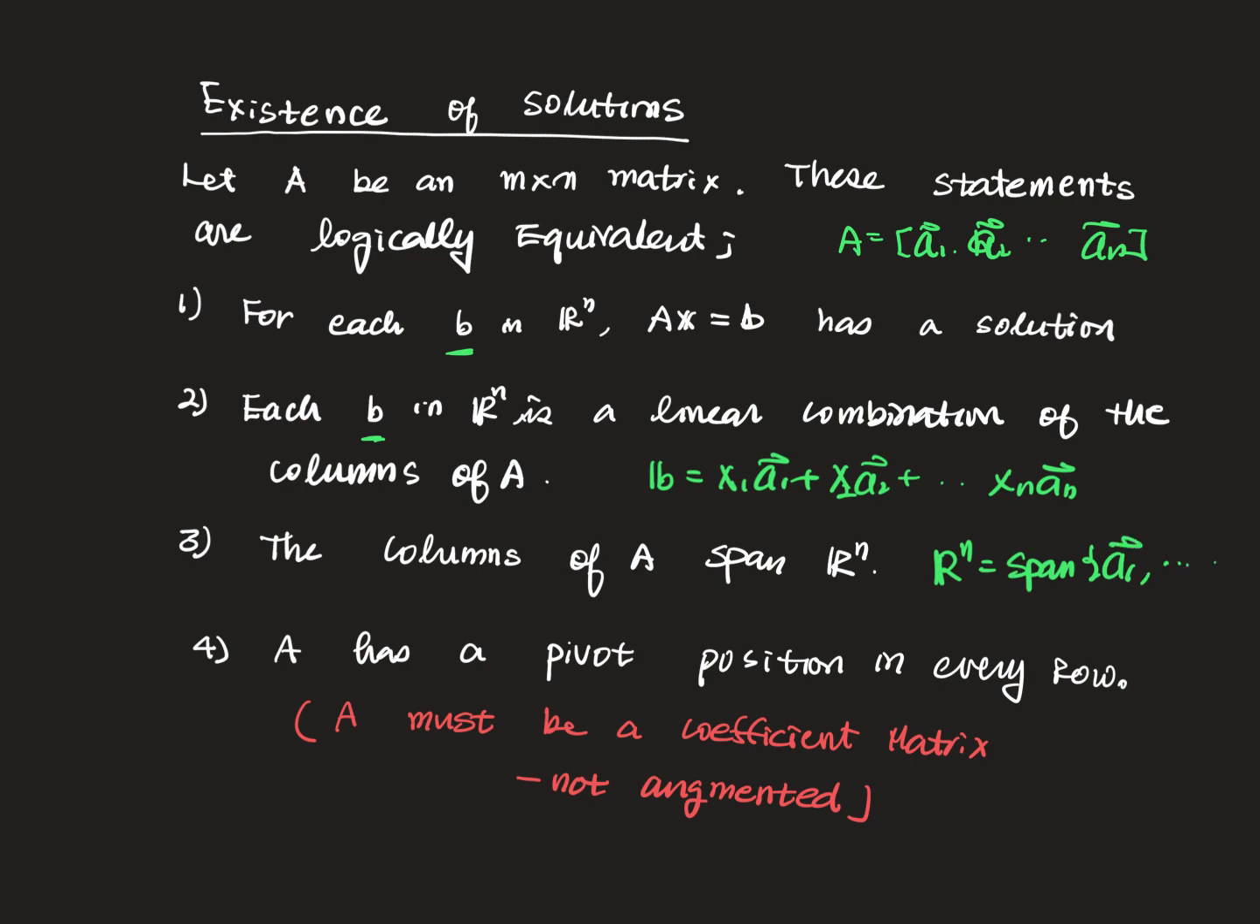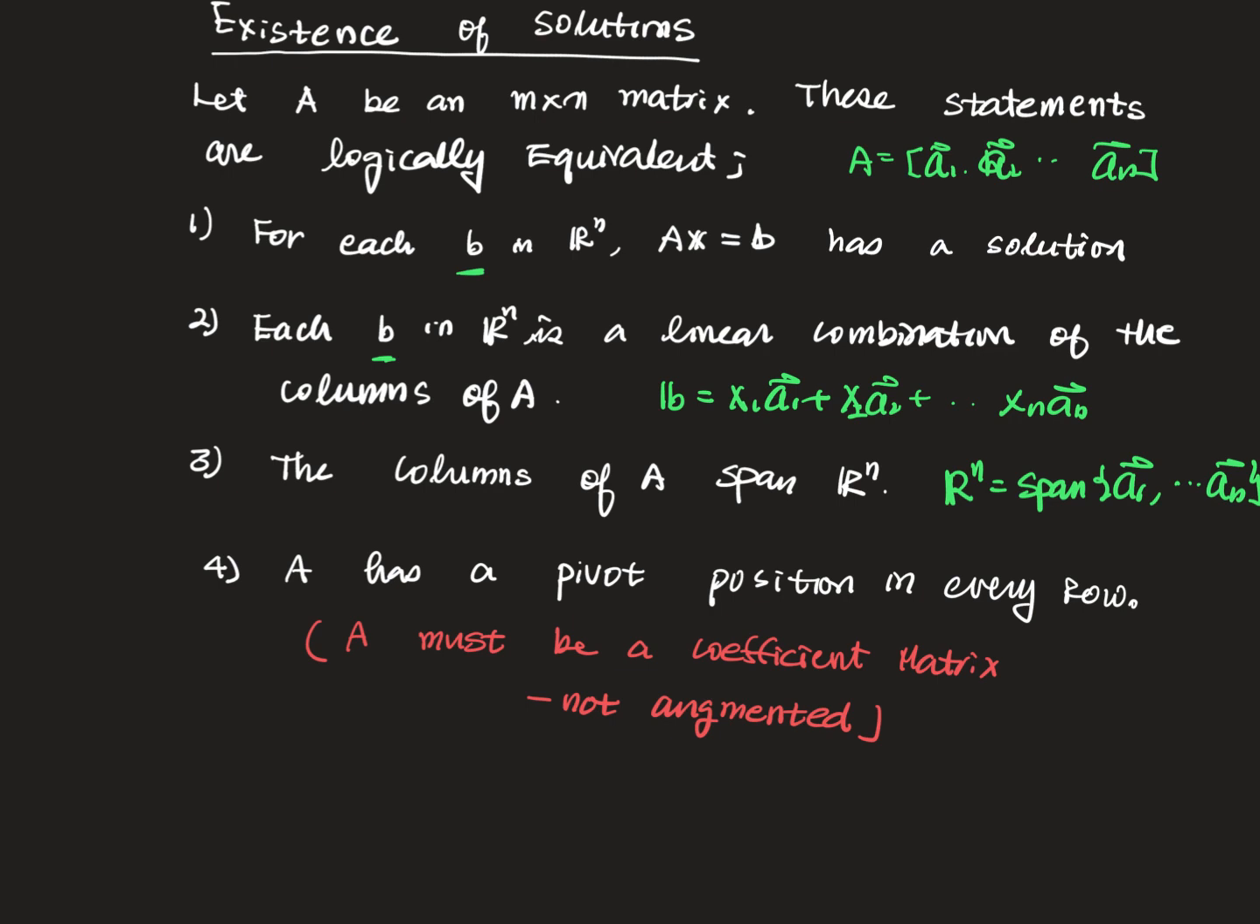And another way: the columns of A span Rn, which means Rn is the span of a1 through an. Another one is A has a pivot position in each row. Be very careful with this last statement: A is the coefficient matrix, not the augmented matrix. The coefficient matrix has a pivot position in every row, which means the columns of A span Rn. All four statements are the same, okay?